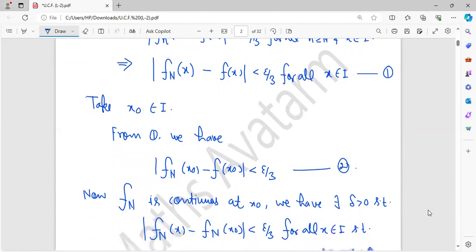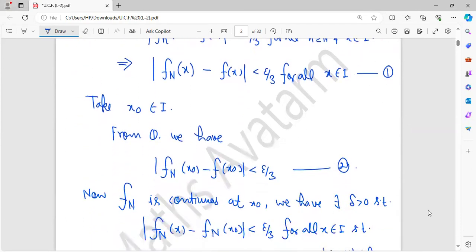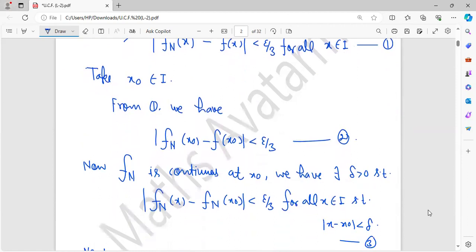Now we know that each function in the sequence is continuous, so Fn is also continuous. How will we write this in terms of epsilon and delta? FN is continuous at x naught. So there exists a delta greater than 0 such that |F_N(x) - F_N(x naught)| < epsilon by 3 for all x belonging to I such that |x - x naught| < delta. Let's call it equation number 3.